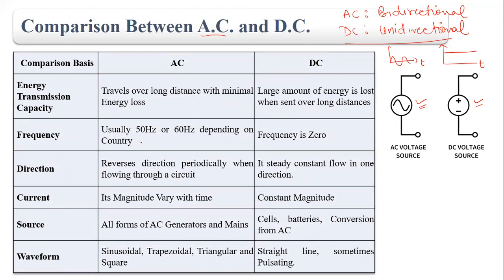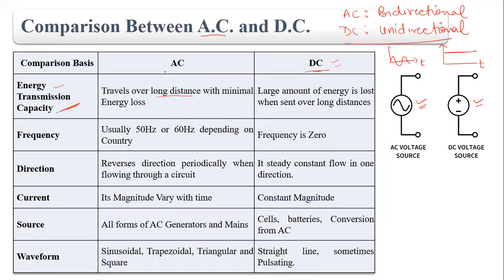Now the summarized comparison of AC and DC is given here. As far as the energy transmission capacity is concerned, AC can be transmitted to a long distance, and the losses of energy or power involved in the transmission of AC are minimum as compared to DC. If the same amount of DC is to be transmitted to the same distance, a large amount of energy is lost. So it is not convenient, and also not cost effective, because it needs additional installation of various other components in the system.